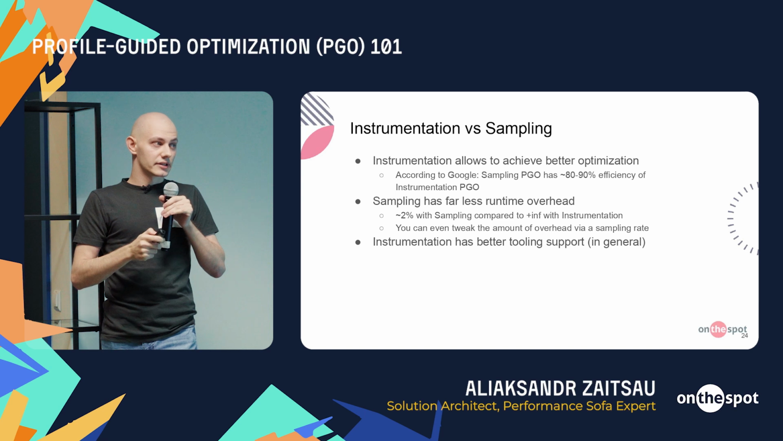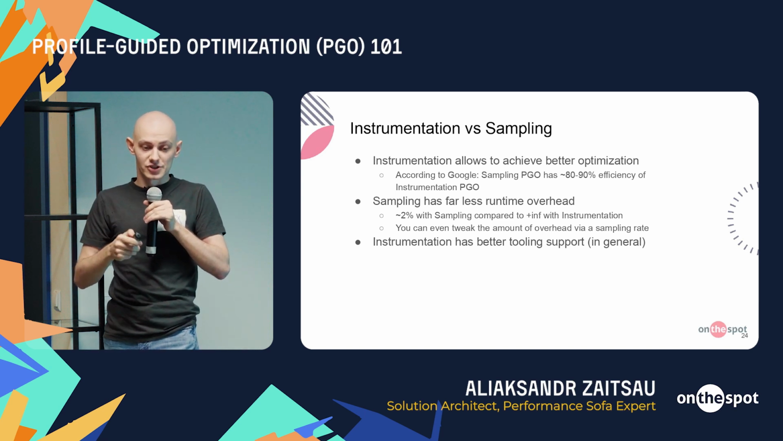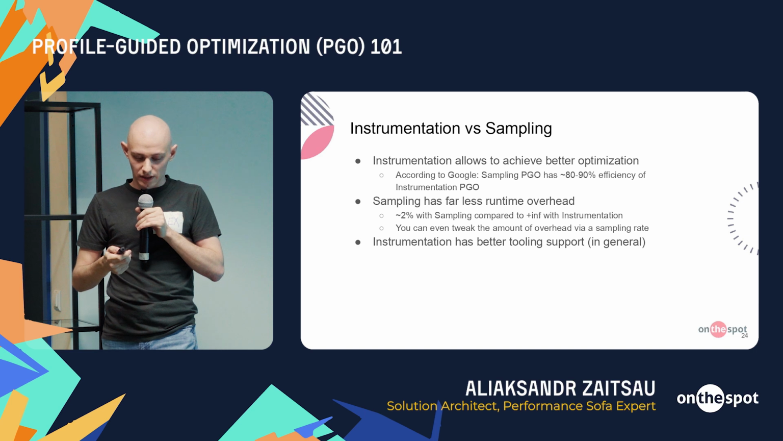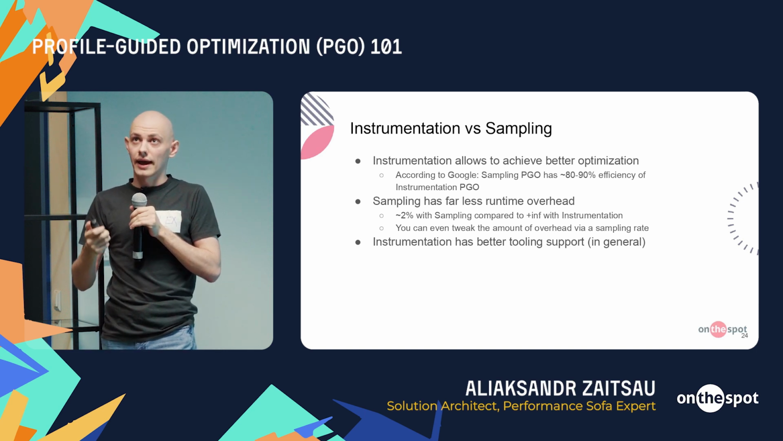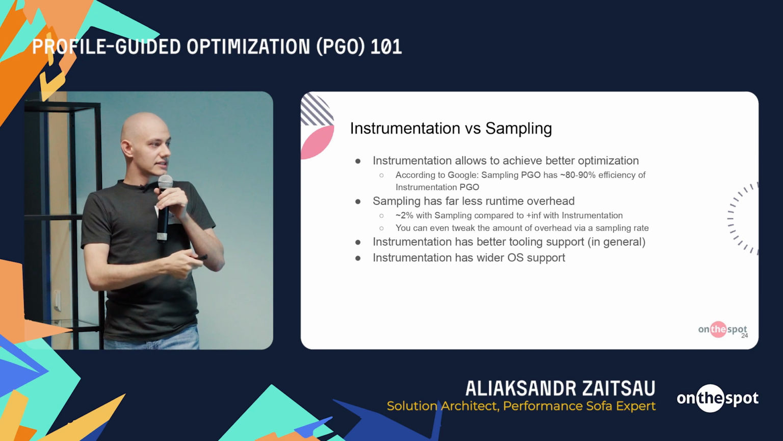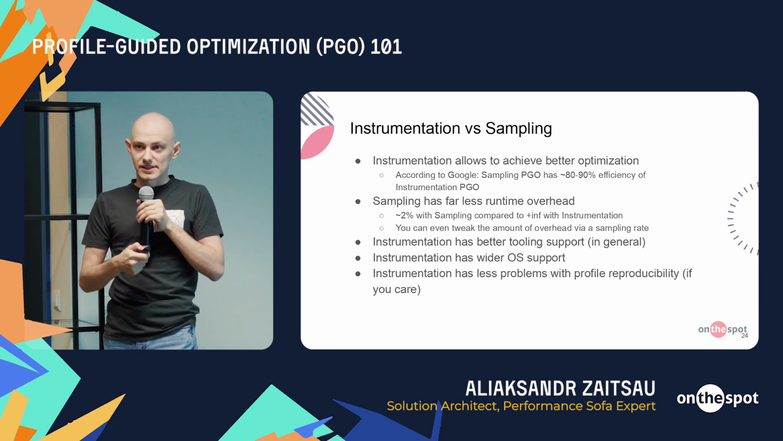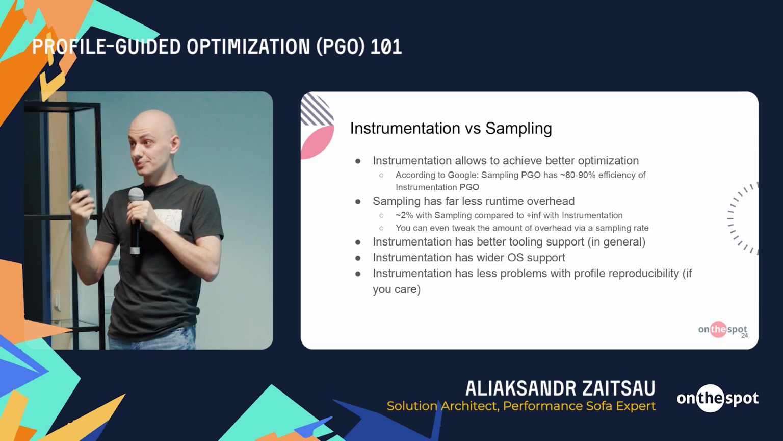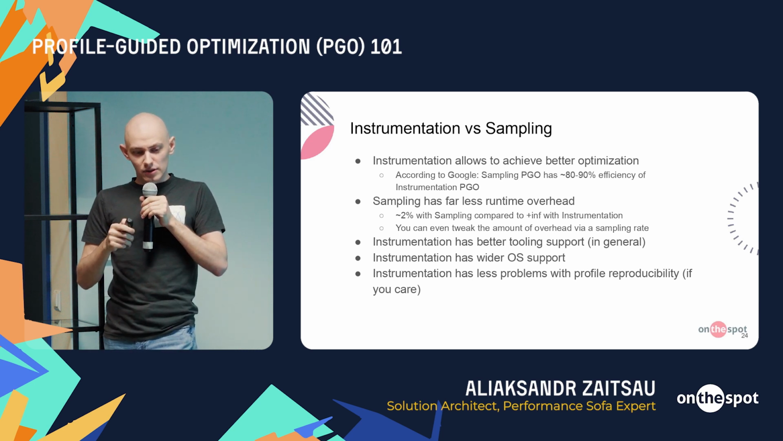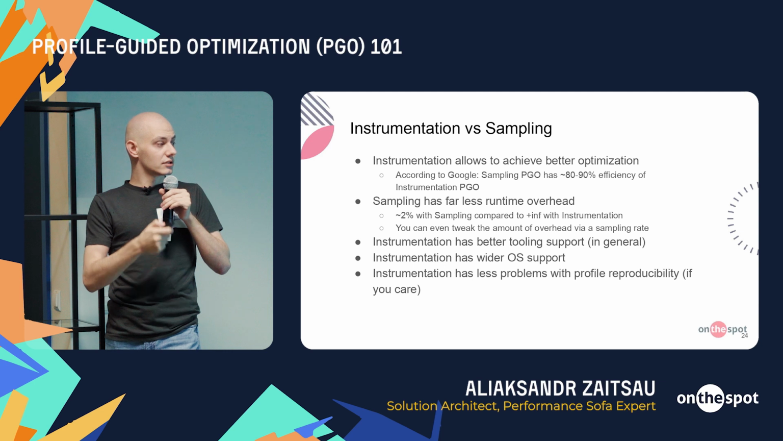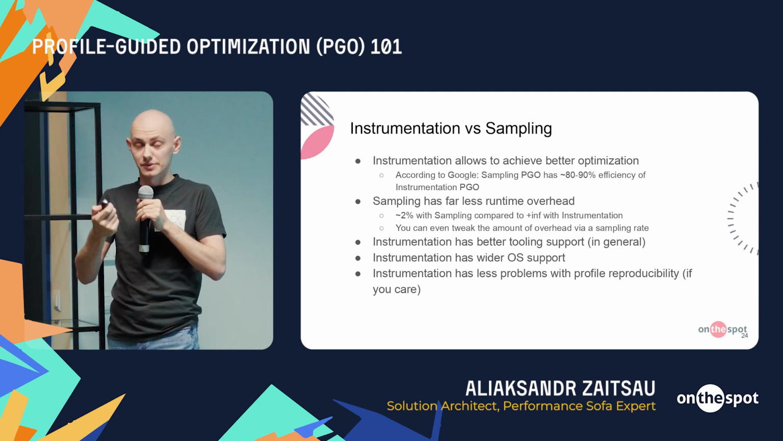Instrumentation has far better tooling in general because this approach is implemented in many modern compilers, while sampling PGO is implemented only in LLVM-based compilers, GCC, Go, and GraalVM, but I'm not sure. Instrumentation also has wider operating system support, because sampling PGO for now works well only with Linux perf, and Linux perf obviously works only on Linux. The Go compiler doesn't have such a limitation, but it's only Go. And instrumentation PGO has fewer problems with profile reproducibility, as we discussed earlier.